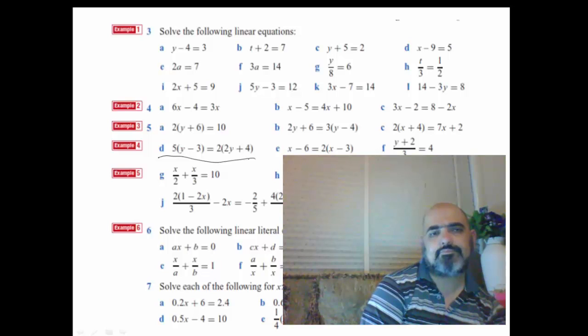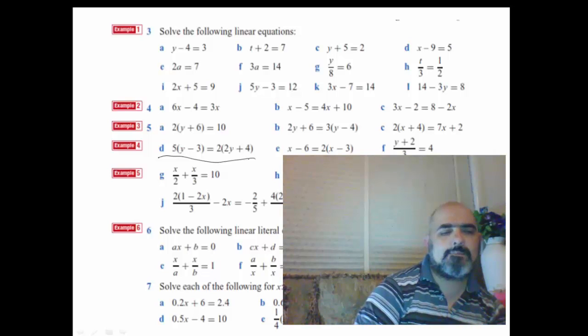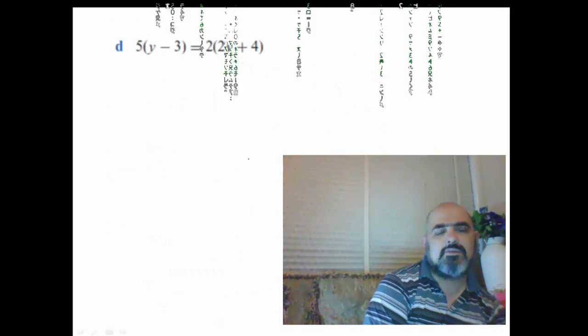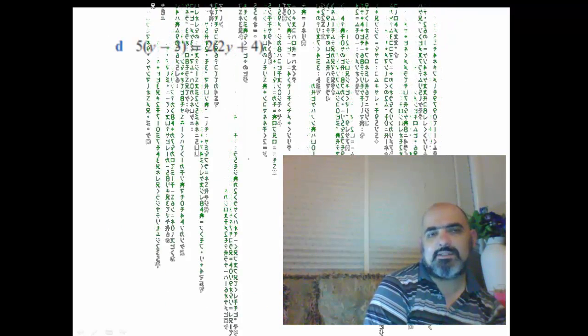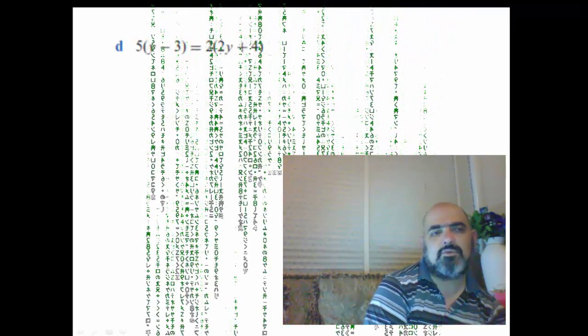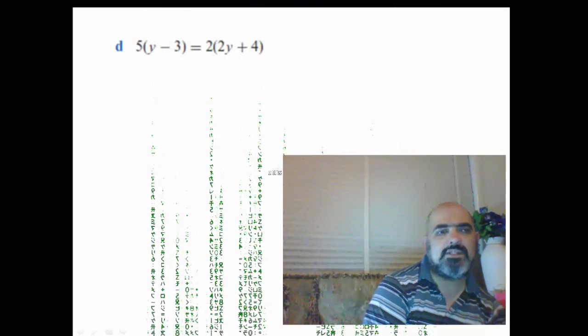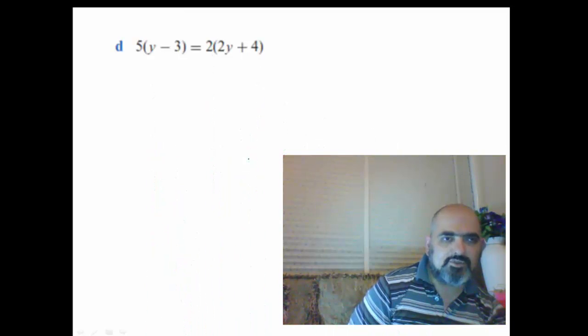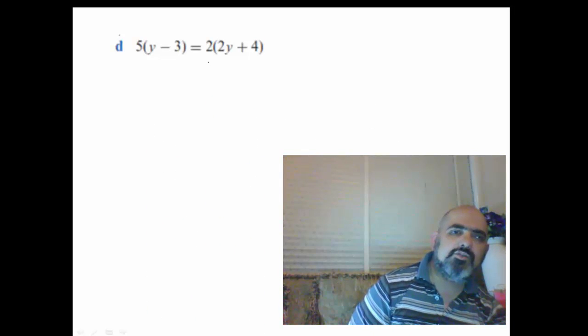Okay, as you see here, let's have it on its own. If we examine it, the same as all of the rest, there's only a single variable. Here it's y. So it's 5 times open bracket y minus 3 close bracket equals 2 times open bracket 2y plus 4 close bracket. Now, the only variable is y.